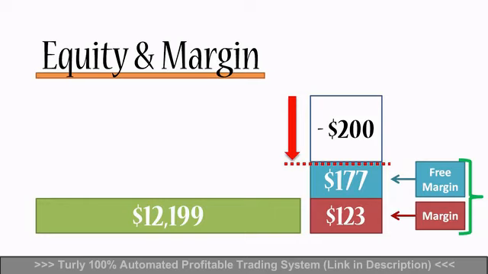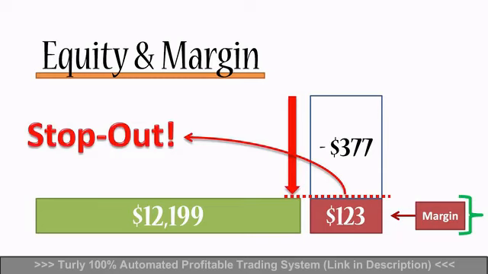Now, what happens if the market keeps going against us? Well, what will happen is a stop out. So a stop out is when the broker sees that you have lost quite a lot of funds and you don't have any free margin left, and in that case the broker will automatically close your position, and this loss will become a realized loss, and that way they will be able to pull out of this position.